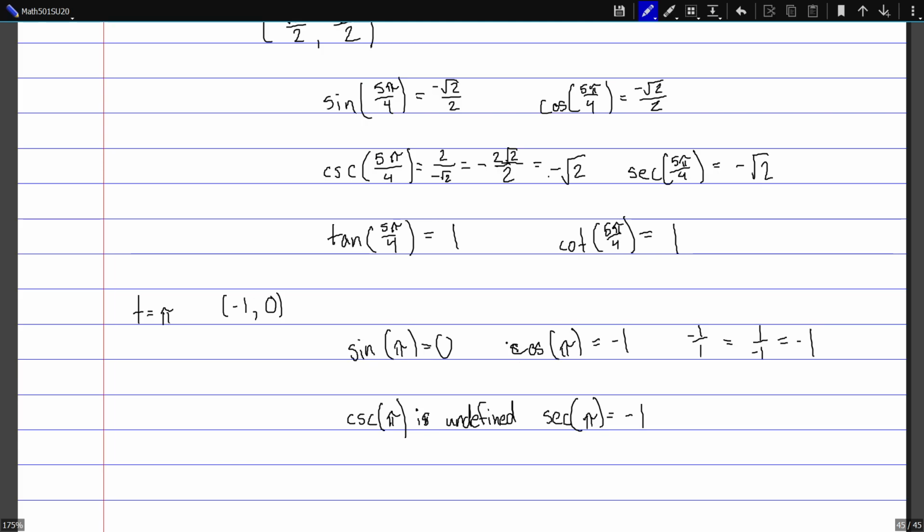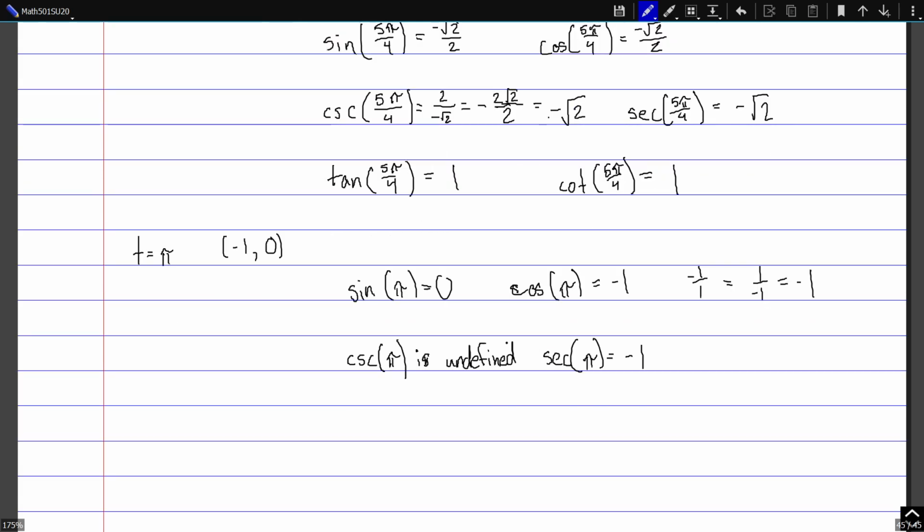What about for tangent and cotangent? Well, remember that tangent is defined as y over x. So in this case, our tangent at pi, our y-coordinate is 0, and our x-coordinate is -1. 0 divided by any non-zero number equals 0. So that's our tangent value at this point. What about our cotangent? Well, think about this. If we're taking the reciprocal of 0 over -1, we're running into something that is undefined again.